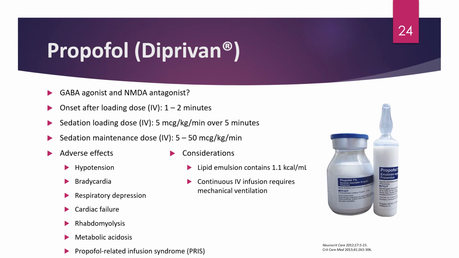Bradycardia, so a lowering of the heart rate. Respiratory depression. So again, this also requires, if you have a continuous IV infusion of it, to be on mechanical ventilation. Again, you can get intermittent bolus doses of propofol in procedural areas and not have to be mechanically ventilated, but a continuous infusion will require mechanical ventilation. There are other potential effects. You might have cardiac failure related to the hypotension, bradycardia, or even a syndrome called propofol-related infusion syndrome, or PRIS.